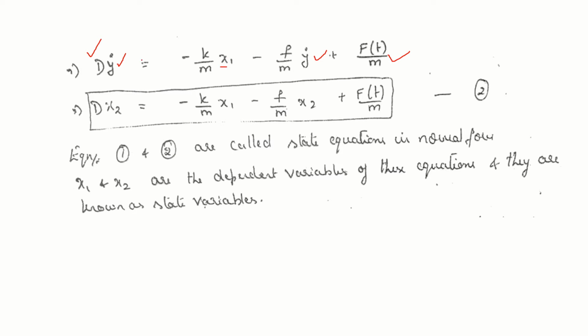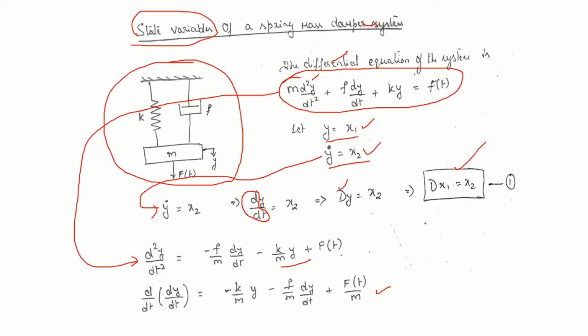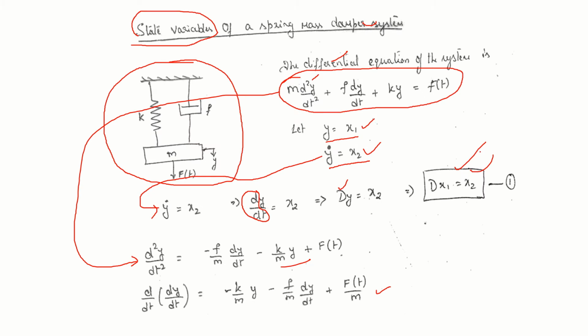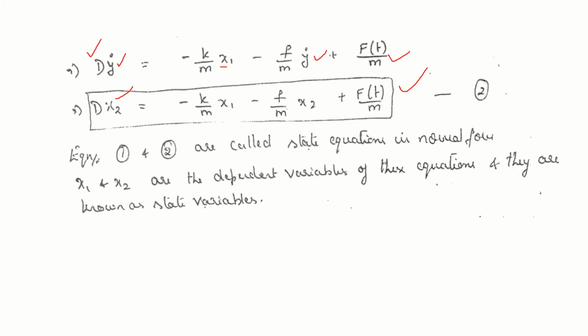So y dot is nothing but x2. Minus k by m, y is nothing but x1. That is already written. Y dot is x2, f of t by m. Okay, this is another first order differential equation. Here I have one first order differential equation. So these equations are known as state equations.